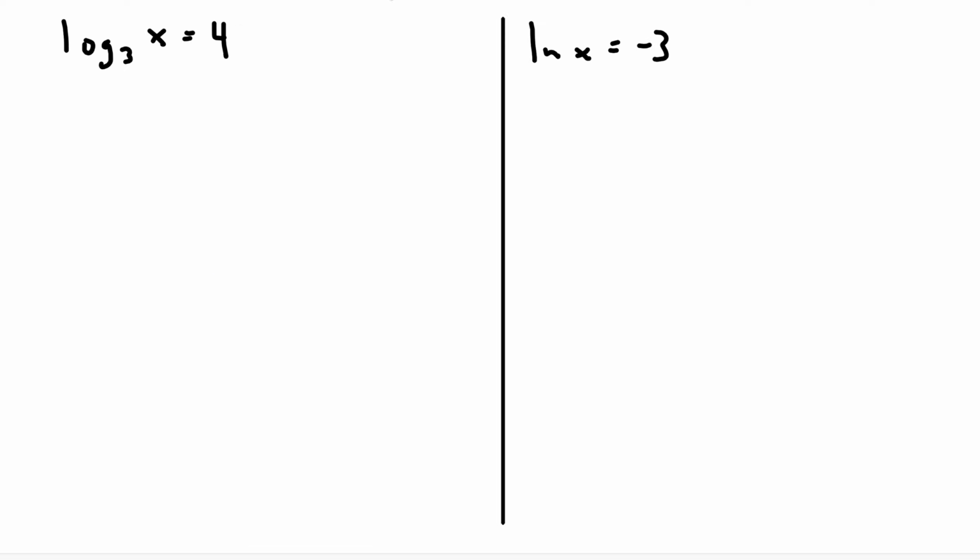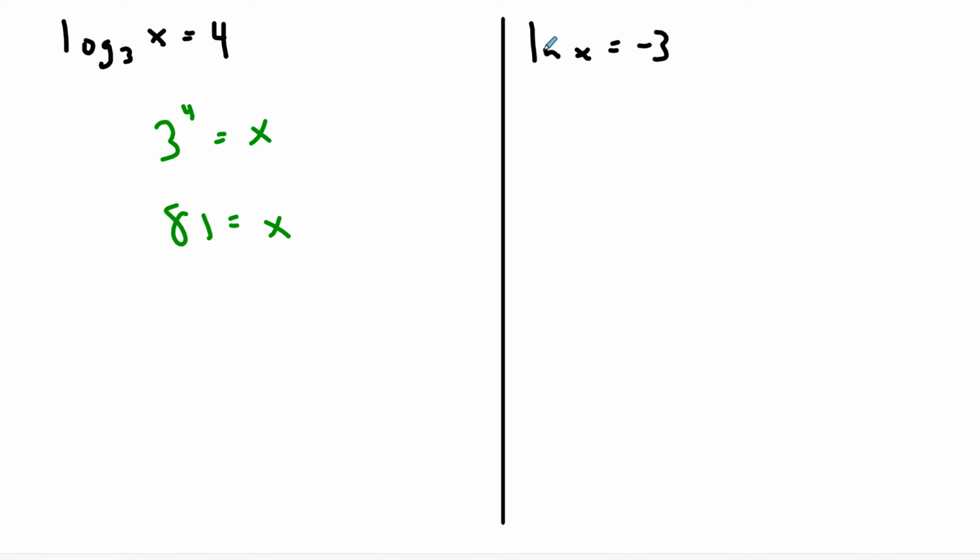All right, this next one. If you're presented with something like this, probably the easiest way to do it is to write it in exponential form. Reason being is you can't take the log base 3 of x. It's an unknown. But you can figure out 3 to the 4th, which is 81.